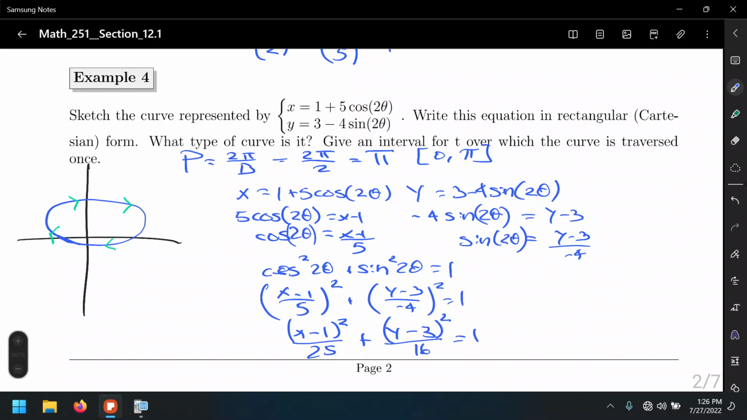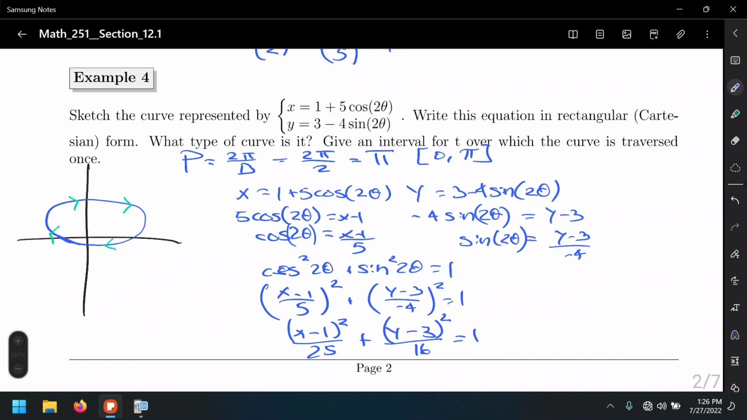So we have an ellipse, isn't it? Because both terms are positive and they're both squared, and the two denominators are different. And well, notice the denominator of the x is larger than that of the y. That means it's going to extend horizontally, right? Which matches the graph, I think, right?